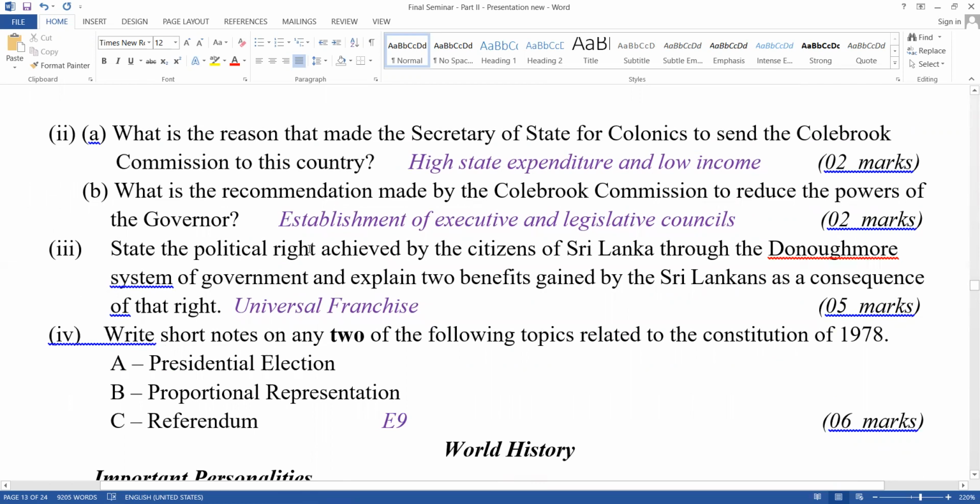And third one, state political rights achieved by the citizens of this country through the Donoughmore reforms. Universal franchise. You can explain about universal franchise, but I have not given a model because this is a very rare question to come. And write short notes on presidential election, proportional preferential system of election, and referendum. You can write using what is in E9. Okay, this section is finished.